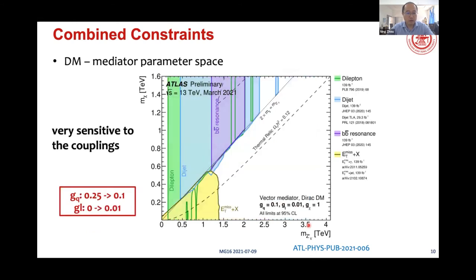But we have to note that this constraint is very sensitive to the couplings. For instance, if we reduce the coupling to the quark from 0.25 down to 0.1, then the mediator will prefer to decay to the dark matter if the dark matter mass is smaller than half of the mediator mass, instead of to the dijet or some other final state. That's why this constraint from dijet shrinks immediately to the left corner. So that leaves a lot of space uncovered.